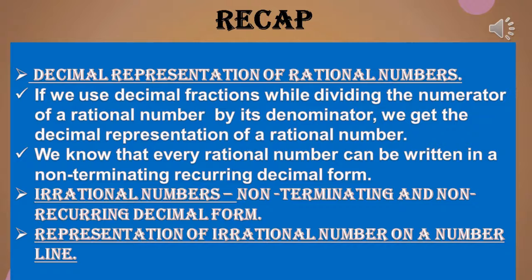After that, we have studied the irrational numbers. In addition to rational numbers, there are many more numbers on a number line. They are called irrational numbers. After that, we have studied how to represent irrational numbers on a number line. So children, practice thoroughly the representation of root 2, root 3, root 5 and root 7 on a number line.